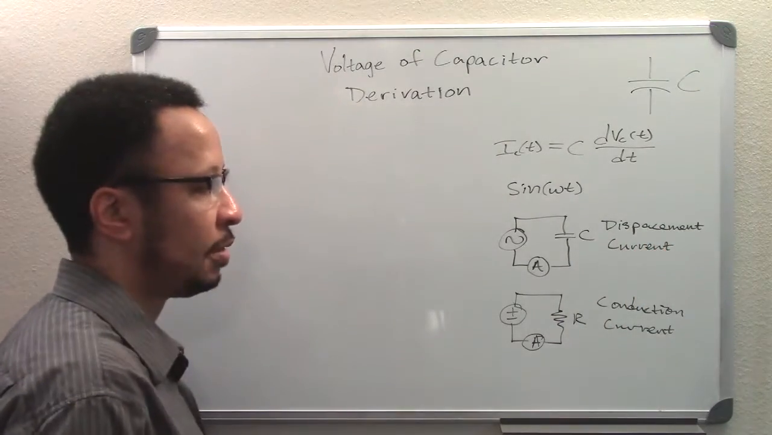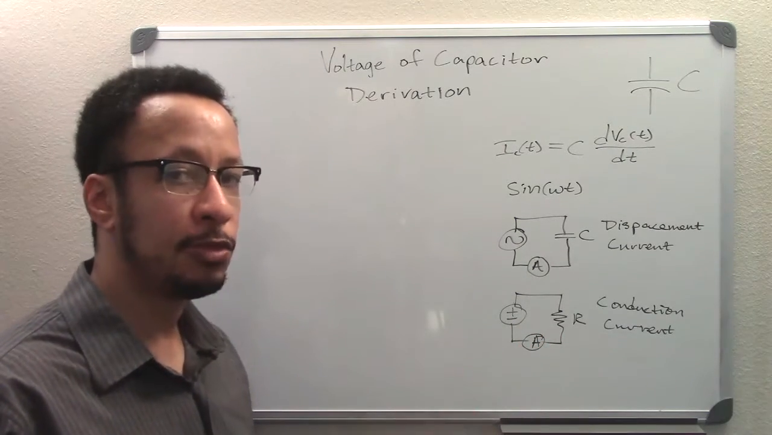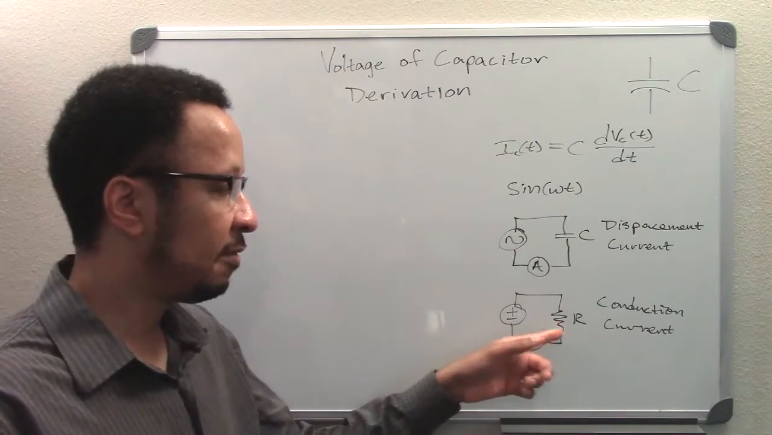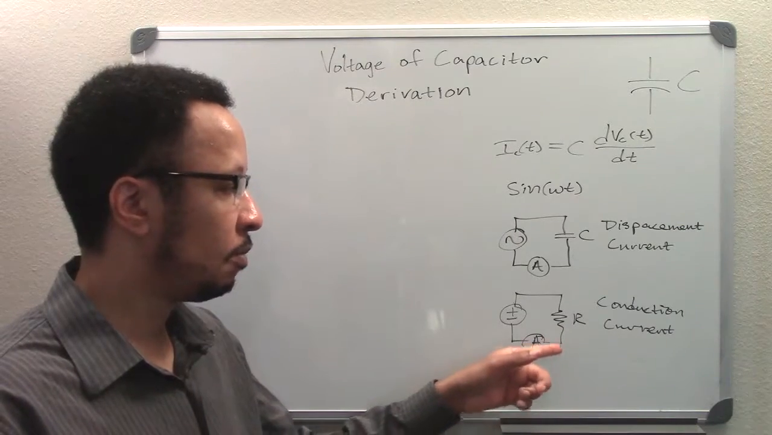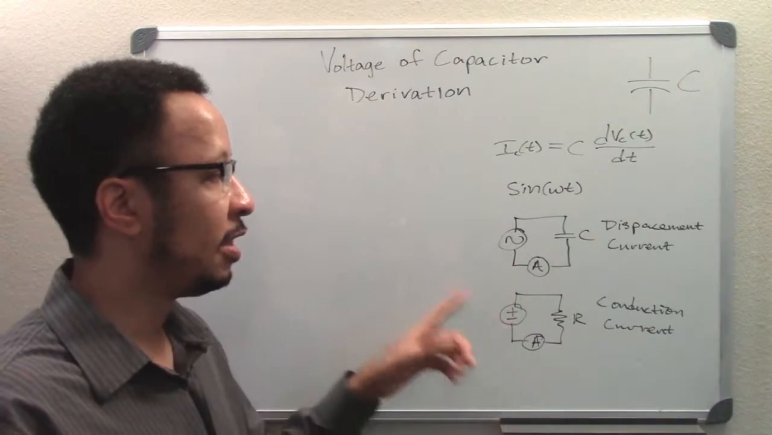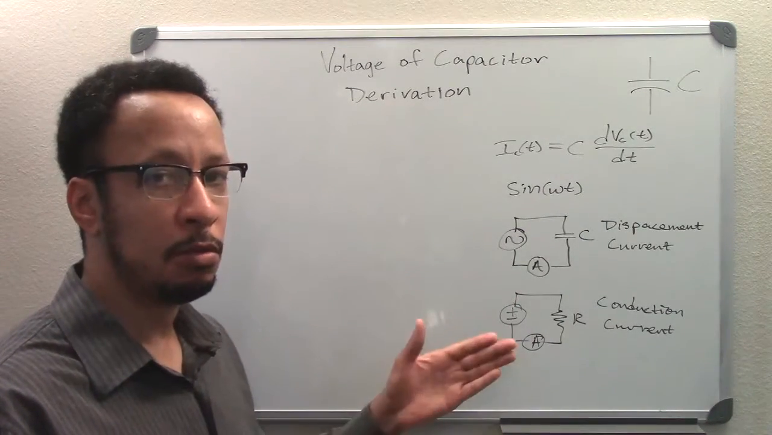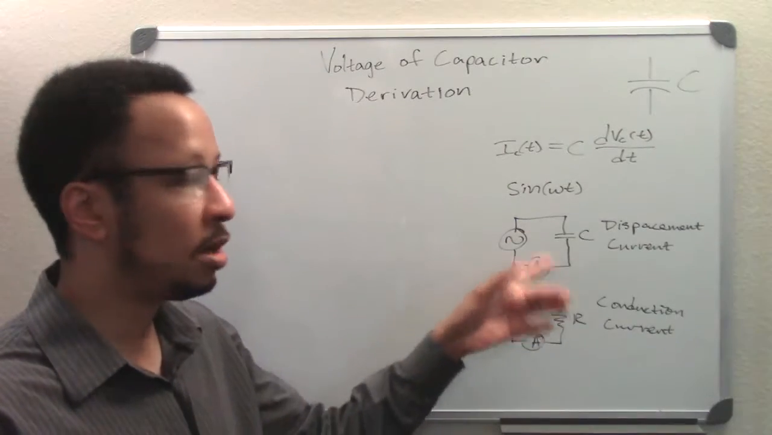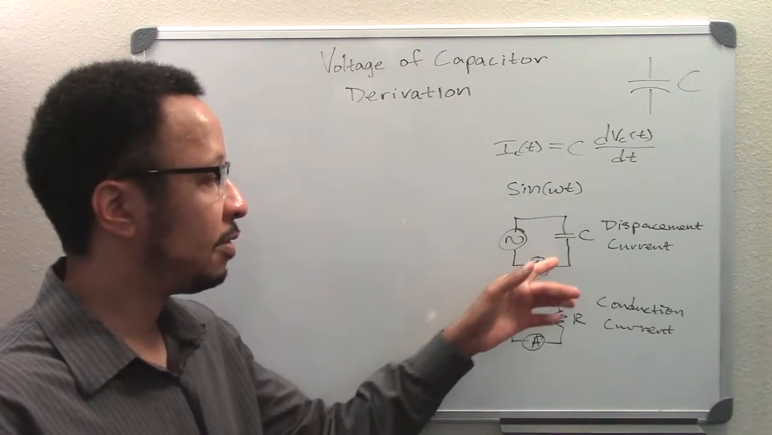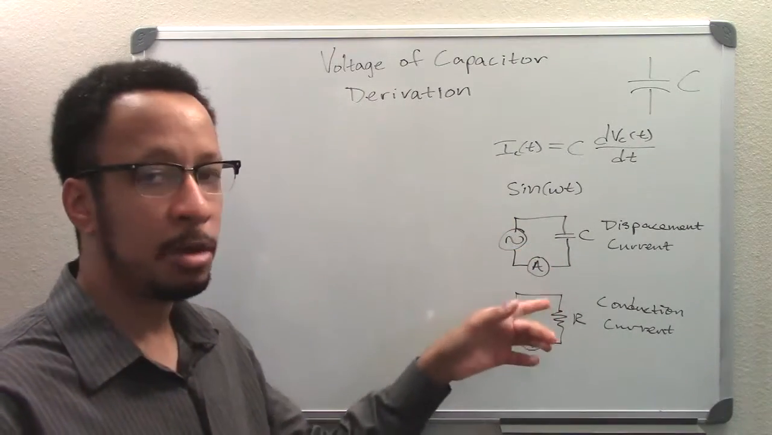And the difference between those two is that for the conduction current, electrons actually go through your resistive element here because it's actually being conducted through. With the displacement current, that's due to the momentary redistribution of charges from one plate to the other. It gives the effect of having a current go through the capacitor, but it doesn't.